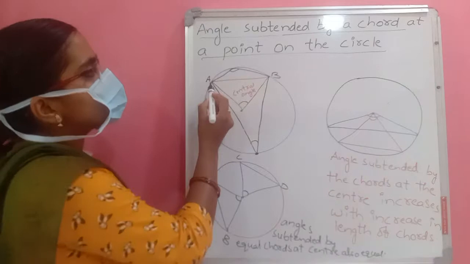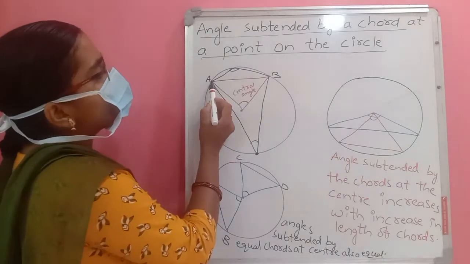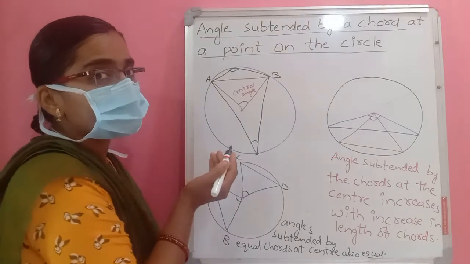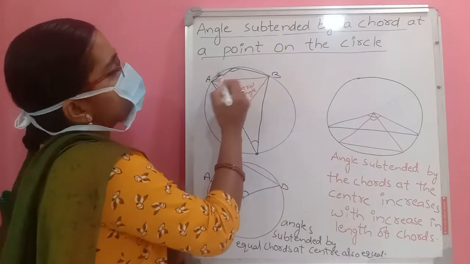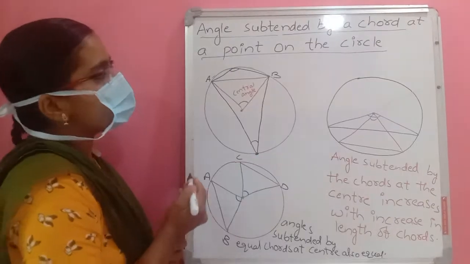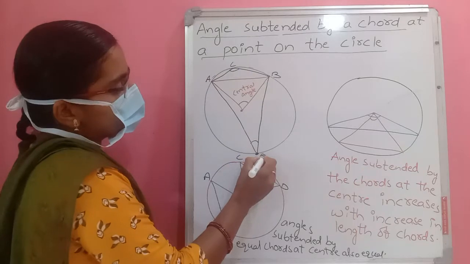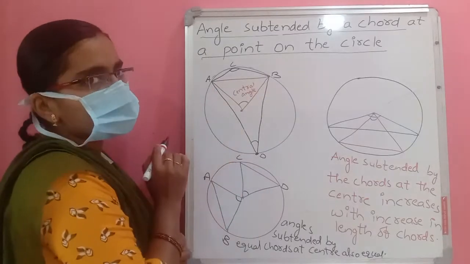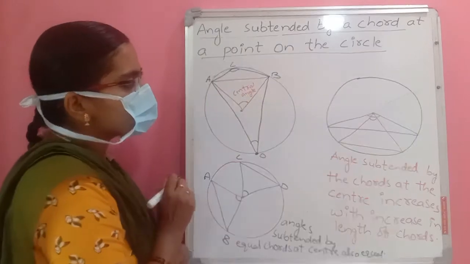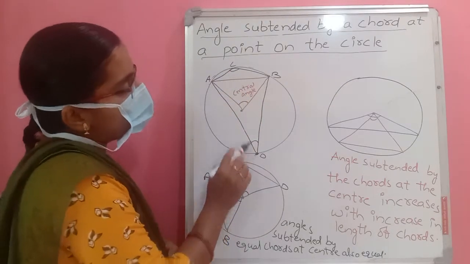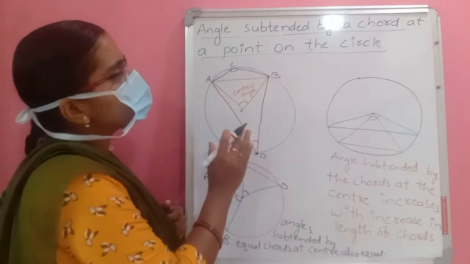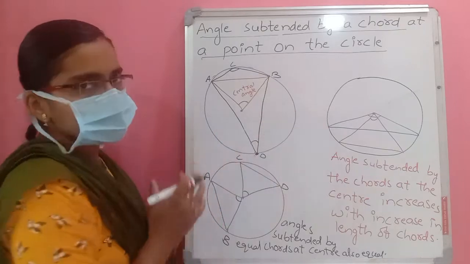At the same time, this chord AB also makes an angle at this curve, the arc AB. This is the minor arc, and from here to here is the major arc. You can take this point as C and this as D. ACB is on the minor arc, so it can form an angle at the minor arc and also at the major arc.